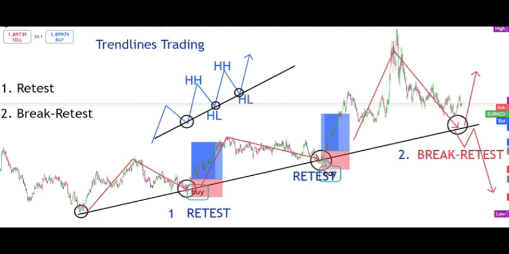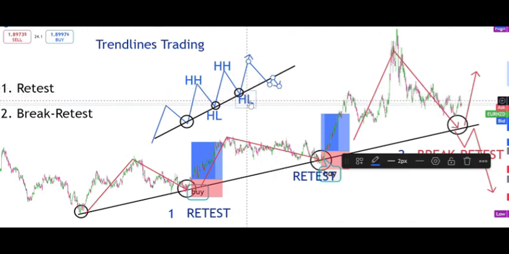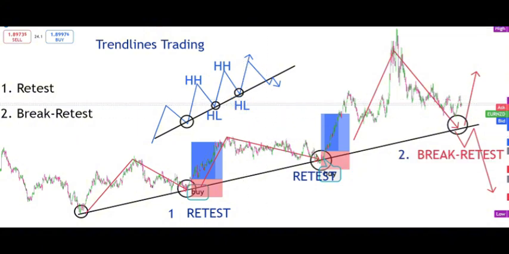But should the price break below the trend line, like in this case, typically traders are quick to sell at the retest, okay? They are quick to sell at the retest. That is not the right way to trade this, okay? Always wait for the price, okay?